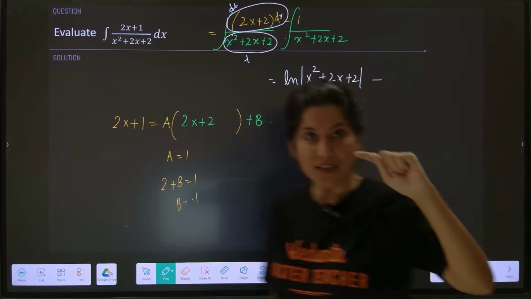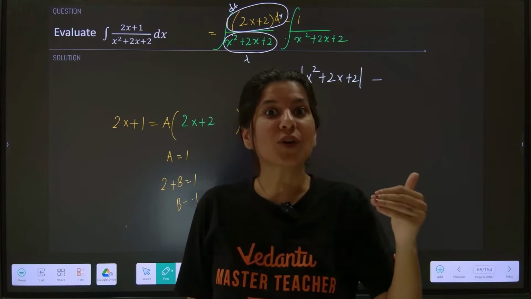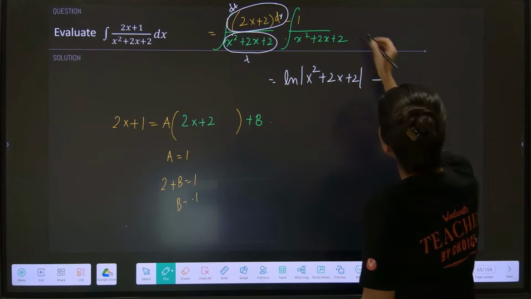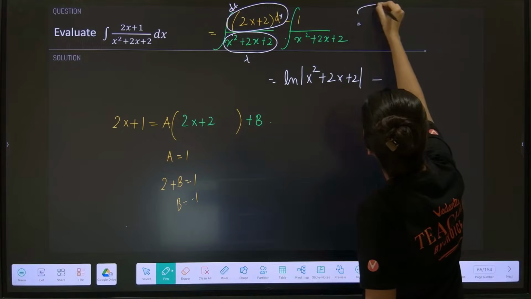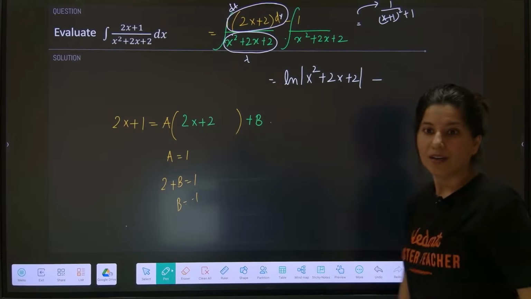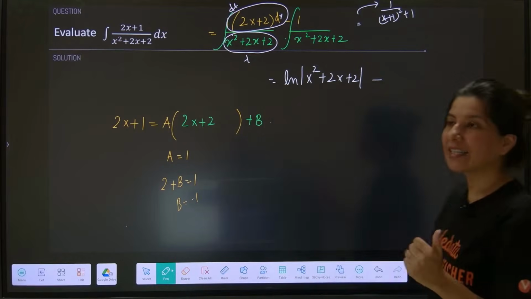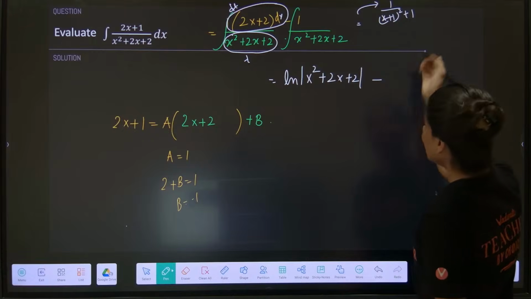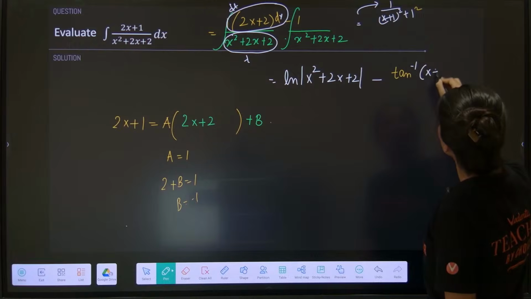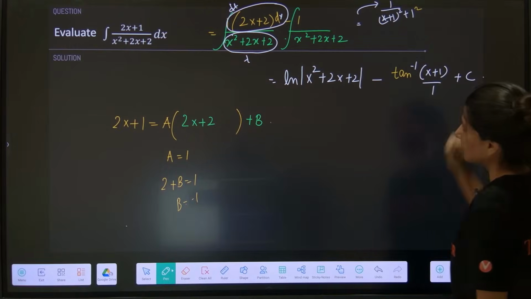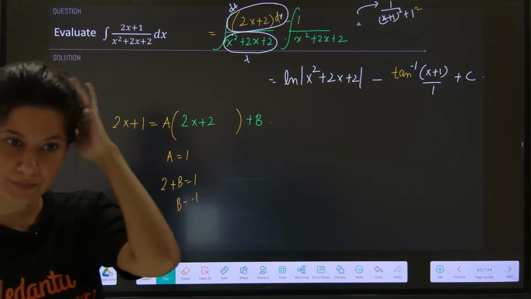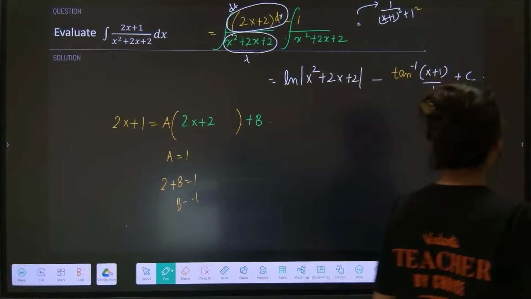Now this part was 1 upon quadratic, no? We have learnt it, just make a perfect square. So this part is 1 upon (x plus 1) whole square plus 1. Remember, integration of 1 upon x square plus a square is 1 by a tan inverse. A is anyway 1. So this is tan inverse of (x plus 1) by 1 plus c. Tell me, is it difficult? Not very difficult, right?